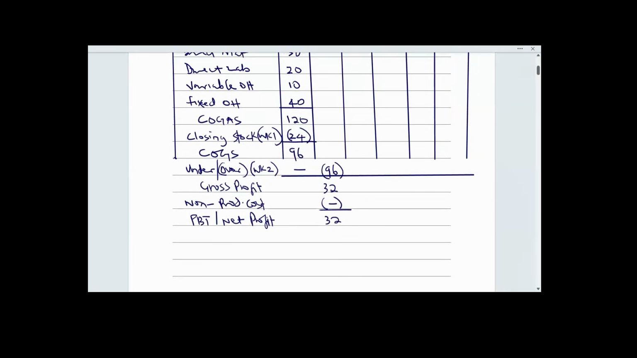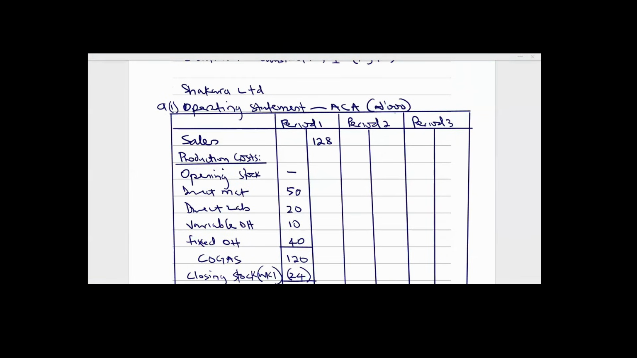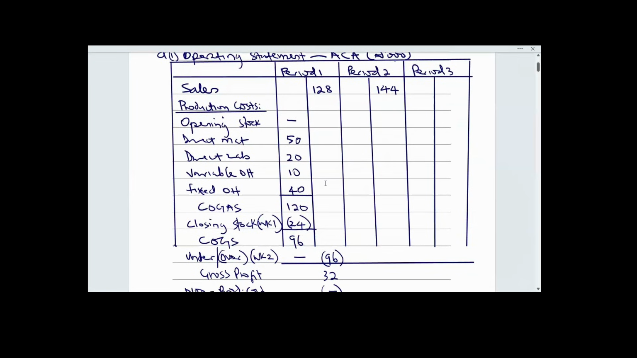All right. So in the second period, what is the sales? What are the number of units sold? 9,000. In the second period, we sold 9,000 units, then multiply by the selling price of 16 naira. What do you have? 144,000. Okay. Then opening stock. The closing stock in the first period will become opening stock in the second period. Therefore, here will be equal to 24,000.